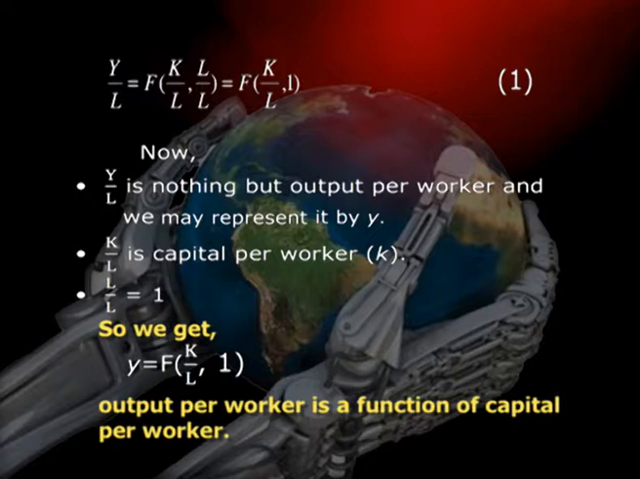If we express the production function in per worker terms, which is similar to income per capita, then we obtain Y upon L is a function of K upon L and L upon L. Thus, it becomes Y upon L is a function of K upon L and 1. Now, Y upon L is nothing but output per worker, and we may represent it by small y or by gamma. K upon L is capital per worker, which we represent by small k or kappa. L by L is equal to 1. So, we get gamma is equal to a function of K by L and 1, which means that output per worker is a function of capital per worker.